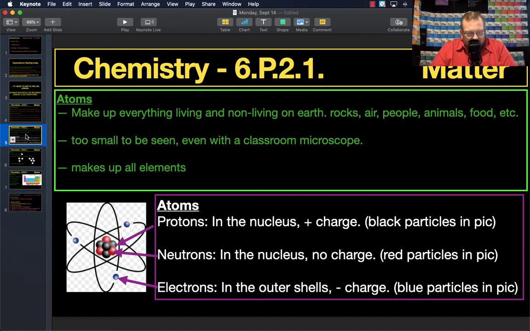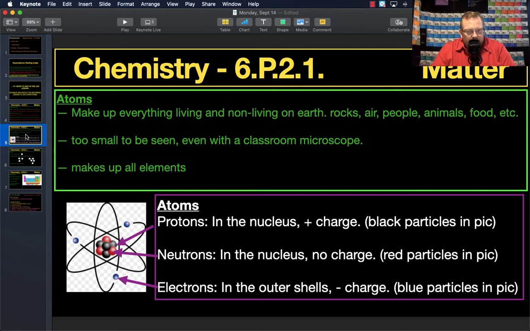Inside of this picture, the black dots in the middle are the protons. They have a positive charge. They make up the nucleus. They are one part of the nucleus. So the nucleus is the black and the red dots together. The black dots are the protons. The red particles are the neutrons. And neutrons are neutral. They have no charge.